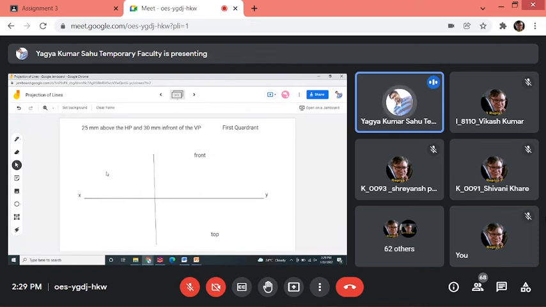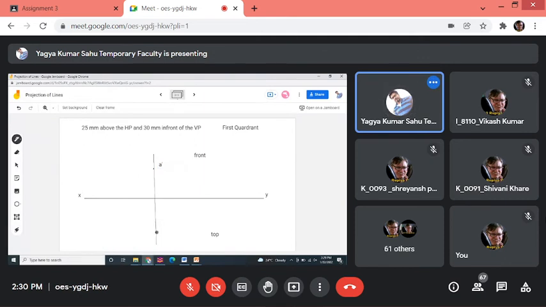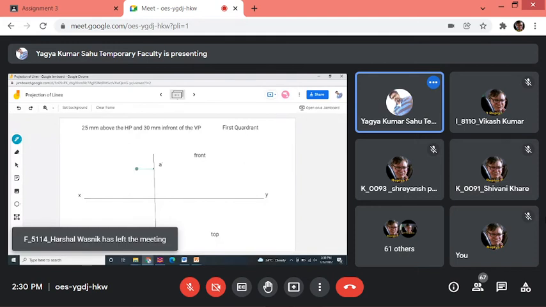Now what about the distance? 25 mm above HP means 25 mm above, locate the front view. That is the meaning, right? 25 mm above locate front view, say A single dash. And 30 mm below, on the same projector line, locate top view, say small a. Now write down the dimensions properly by drawing extension lines. Easy?